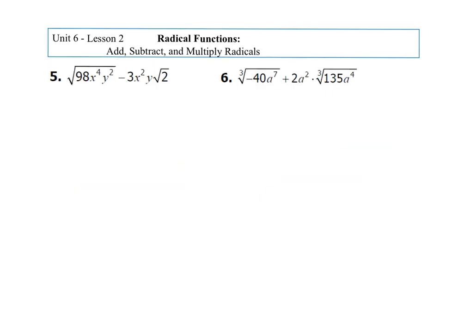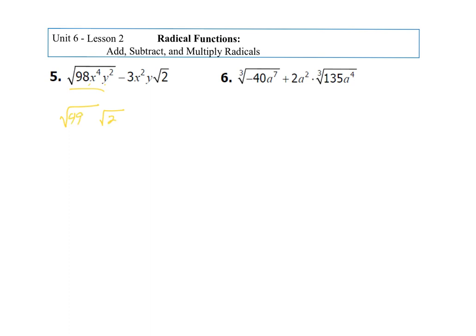Okay, number 5, we have the square root of 98 x to the 4th y squared minus 3x squared y square root 2. Now we're throwing variables into the mix, but we know how to simplify these. Starting with my first term, 98 is not a perfect square, but x to the 4th and y squared are, because we're dividing them by 2 to let them out of the radical. But let's break apart 98. Half of 98 is 49. So if I make my little two houses, I've got 49 and 2.